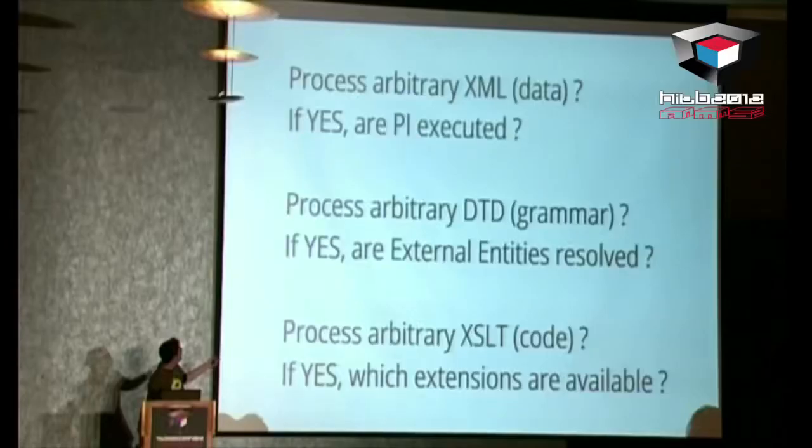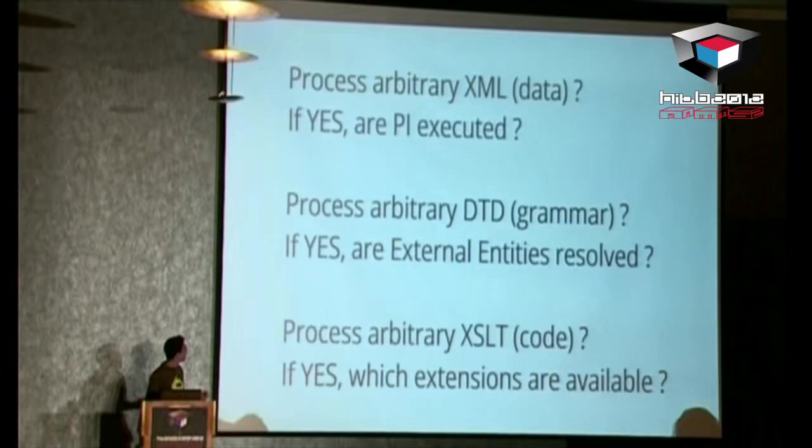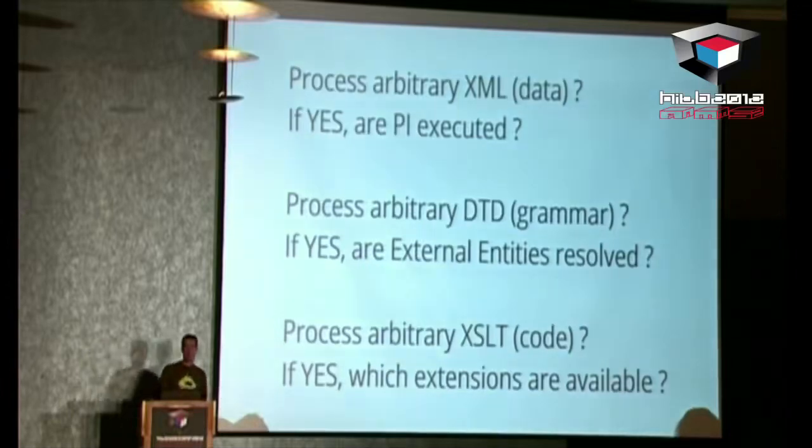And then, once you know where the processing points are, you need to ask some questions about their functionalities. So if you can submit some arbitrary data, are processing instructions executed by the application? If you can submit some grammar, are external entities resolved? If yes, you probably have an XML external entity vulnerability. And if you can provide some XSLT code, which extensions are available? You can have something like accessing databases or executing Java code.